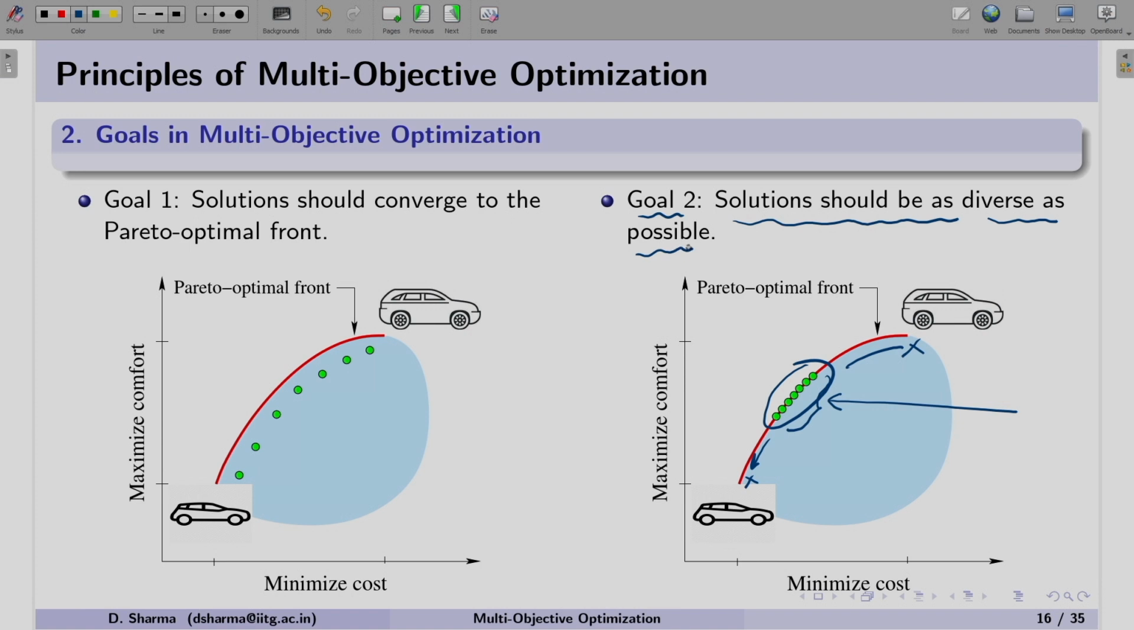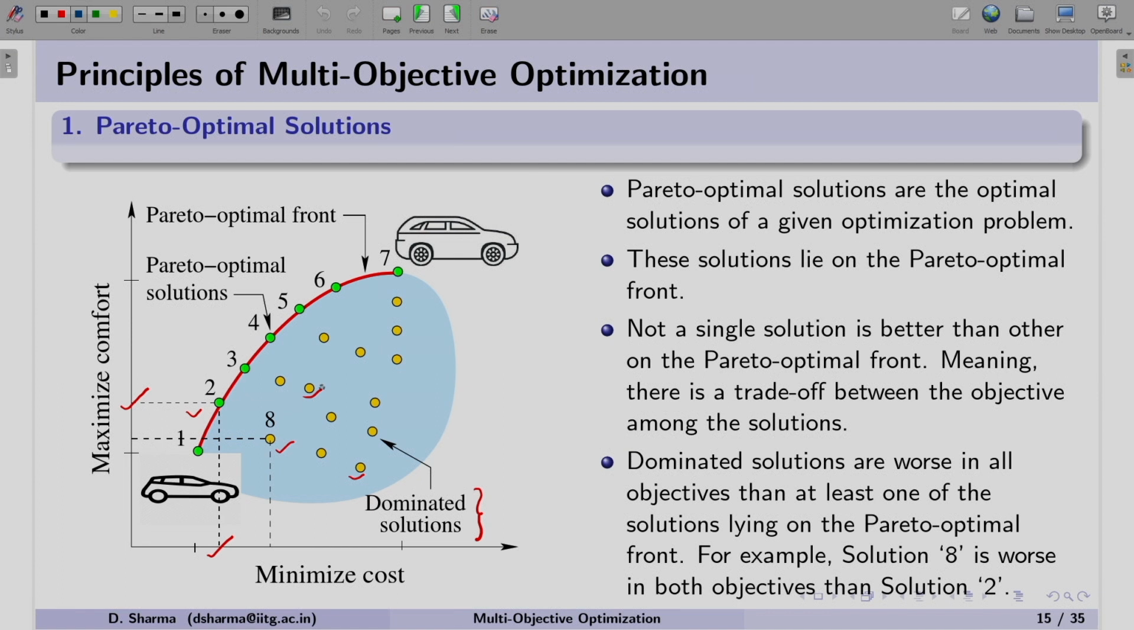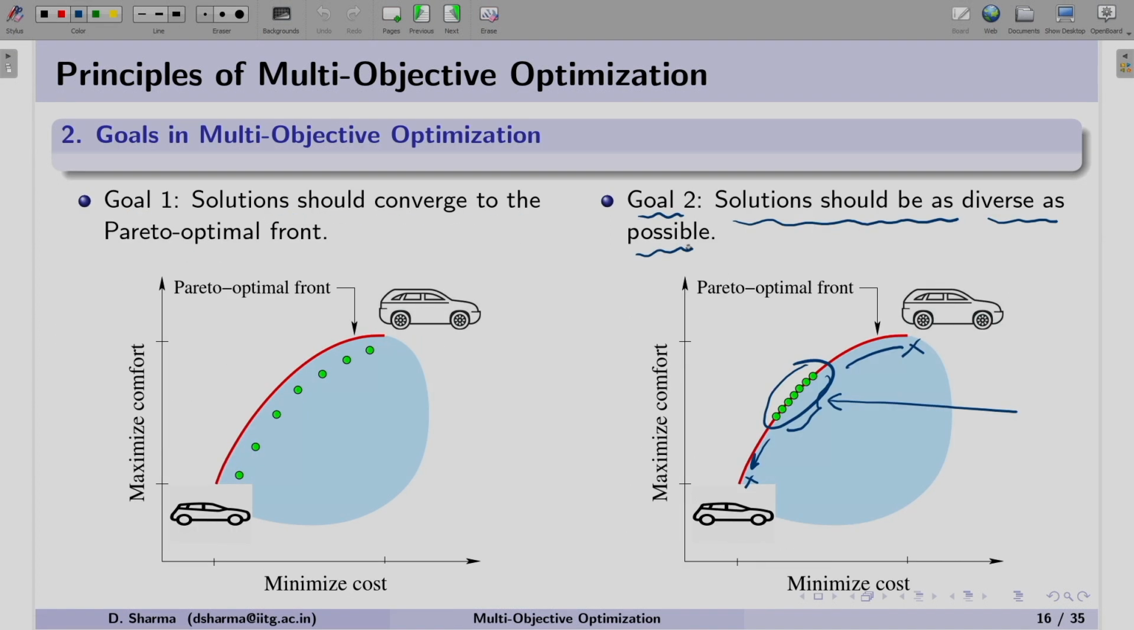So, what is the best situation? If we look into this particular figure, solutions 1 to 7 are converged to the Pareto front, and these solutions also have good diversity. So, these are the two goals. Here we can understand that solving a multi-objective problem is itself multi-objective in nature, because we have to achieve two goals, that is the convergence as well as the diversity among the solutions on the Pareto optimal front.